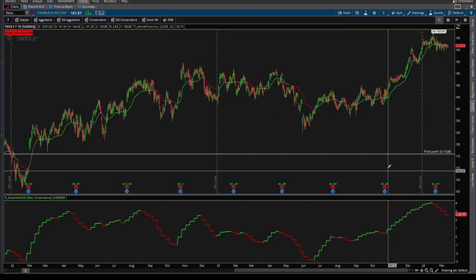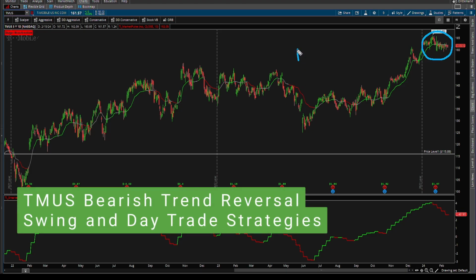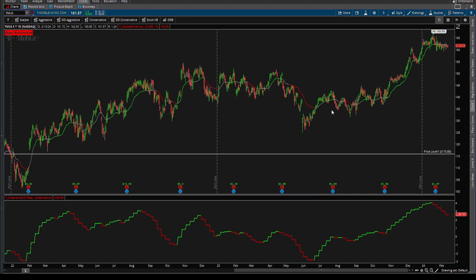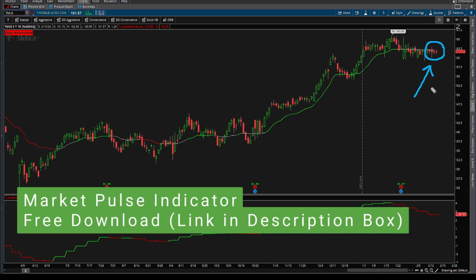In today's video, I'll share a bearish trade idea inside of T-Mobile. I'll talk about ways to play this for both day traders along with swing traders. Now let's first talk about the setup. T-Mobile's trend just turned bearish today with the market pulse indicator, and that's what caught my attention.